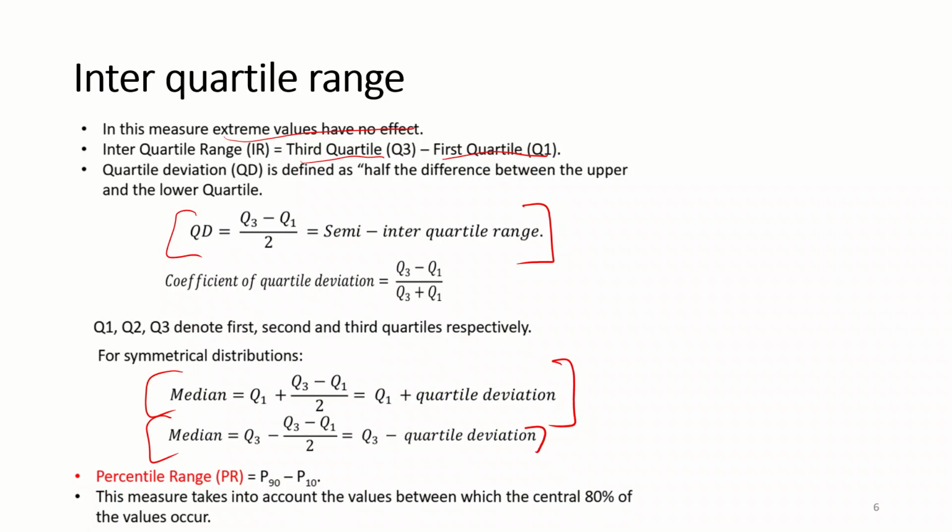Then if somebody asks about percentile range, it's basically the 90% to 10% data that is there. This measure takes into account the values in the central portion, so basically 80% of the data. Sometimes in place of interquartile range they can ask what is the percentile range. So that's what I wanted to highlight here.